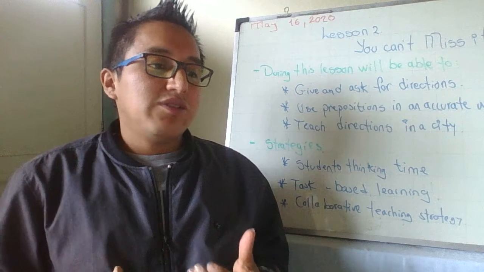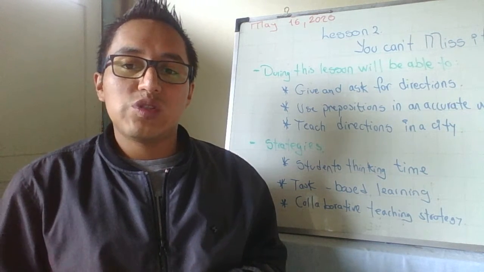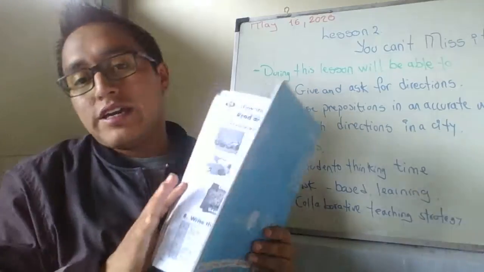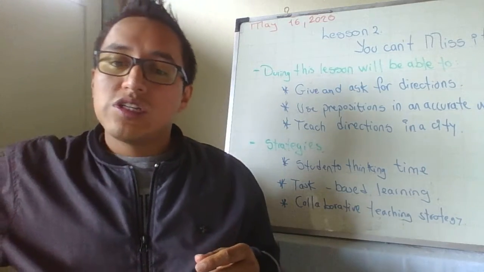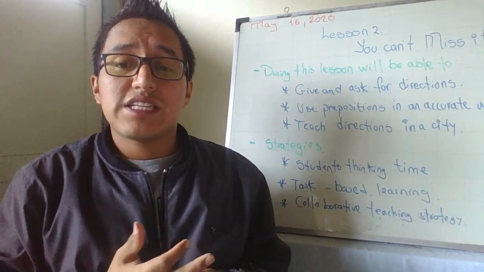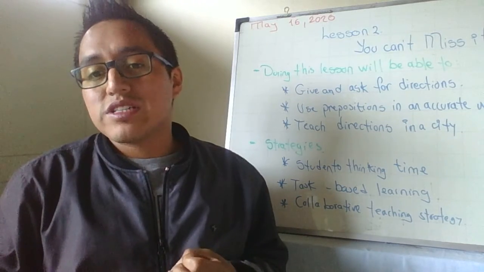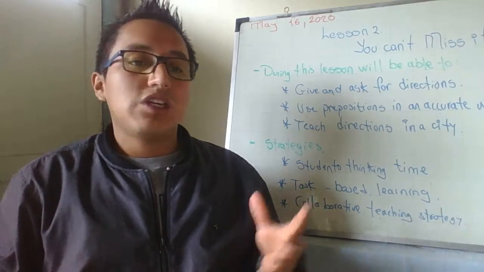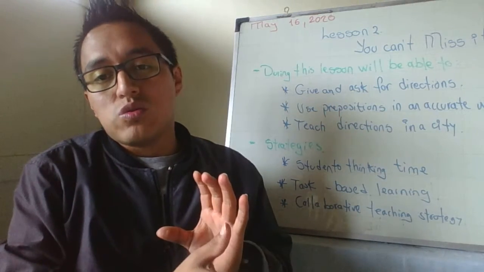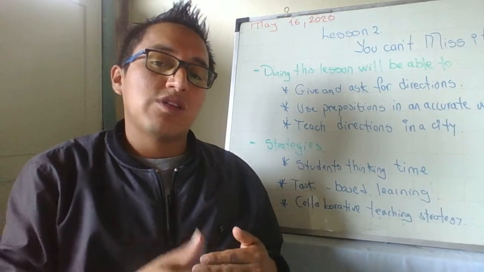And the second activity is that students can develop some exercises using their books and some worksheets. And the fourth activity is that students can develop a quiz. For this quiz, I'm going to use a map here, and students need to write directions about what I'm going to tell them.